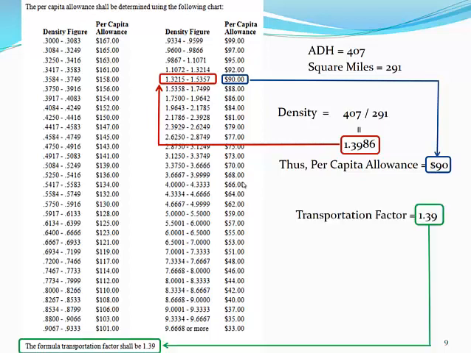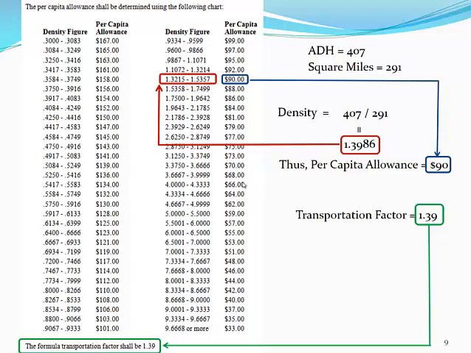Our transportation factor of 1.39 is going to remain the same. Just like the salary incentive aid and the foundation aid, this factor could also change every year. It does not, though. This factor stays the same every year.